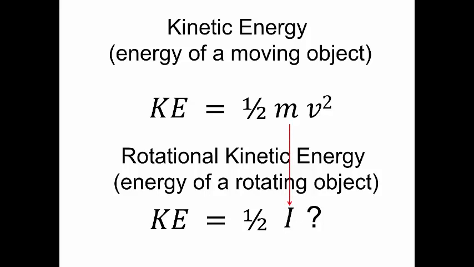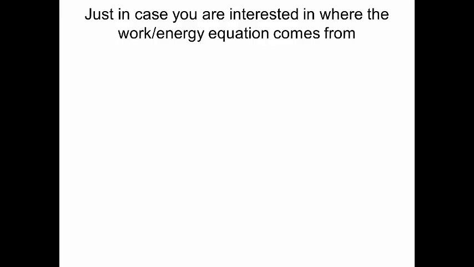If we replace our mass with a mass moment of inertia, and we replace our velocity with an angular velocity, then we get a kinetic energy equal to 1/2 the mass moment of inertia times the angular velocity squared. This is our rotational kinetic energy. Where does this come from?